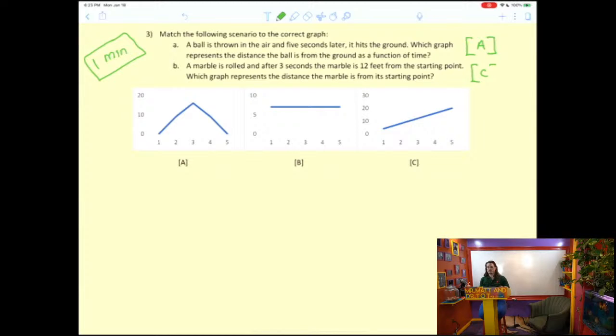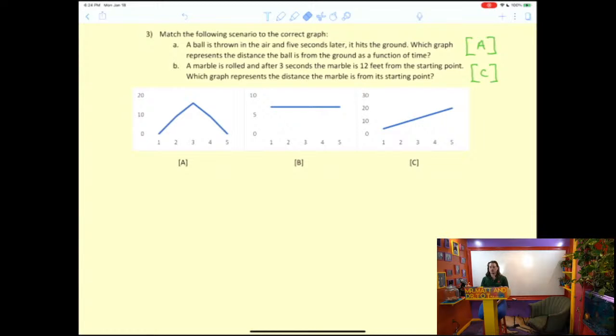Okay, so for 3A, when a ball's thrown into the air and then 5 seconds later it hits the ground, we would expect there to be zero height. Technically there would be a difference between the height when the ball left the person's hand and the ground, but let's just assume for practical sense that that's not the case. So we'd have a zero distance at x is equal to 0, and y would be equal to 0 when x is equal to 5. So at 0 seconds, we would be 0 feet from the ground because the ball hasn't left yet. And at 5 seconds, we would be 0 feet from the ground because it's back on the ground again.